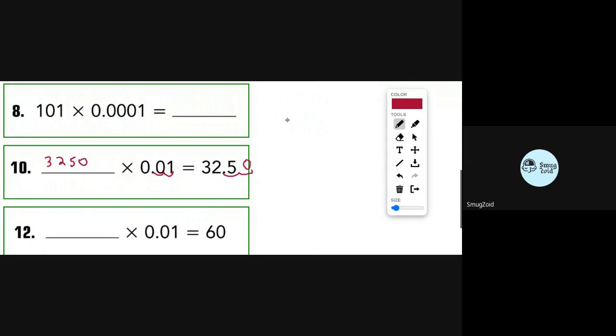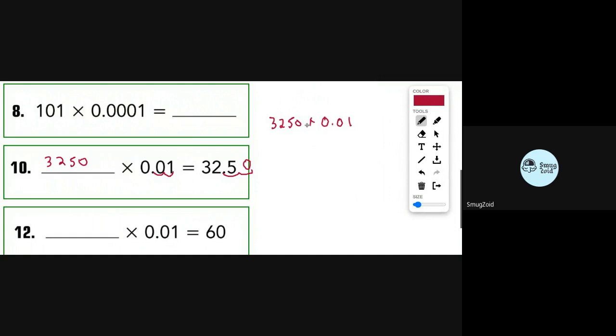3250. Let's test it out though. 3250 times 0.01, according to our theory, right? I move this once, twice. I move this thing once, twice. It becomes 32.5. And they match. So that's how you would do that. I go back and check, make sure it's doing it correctly, right?